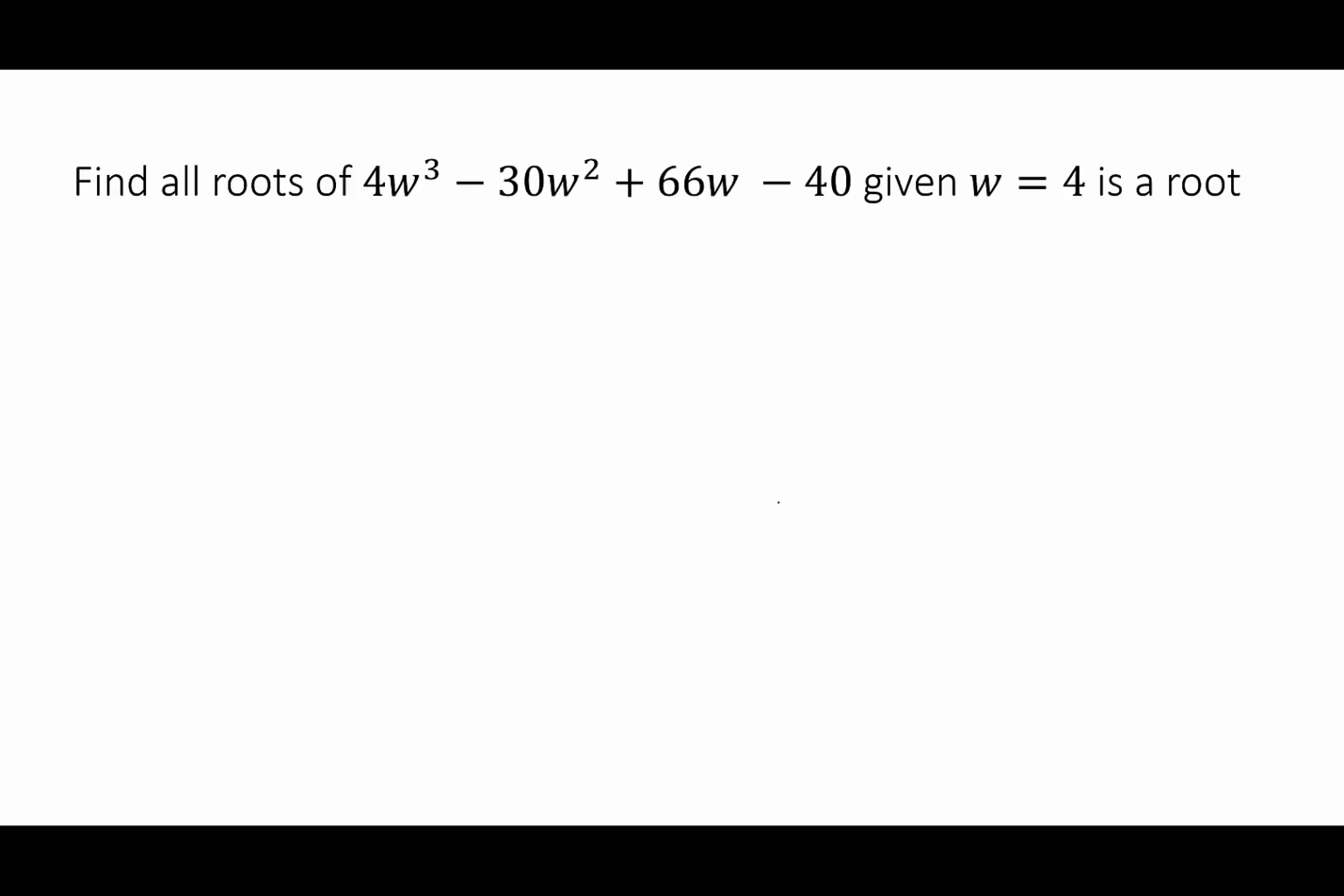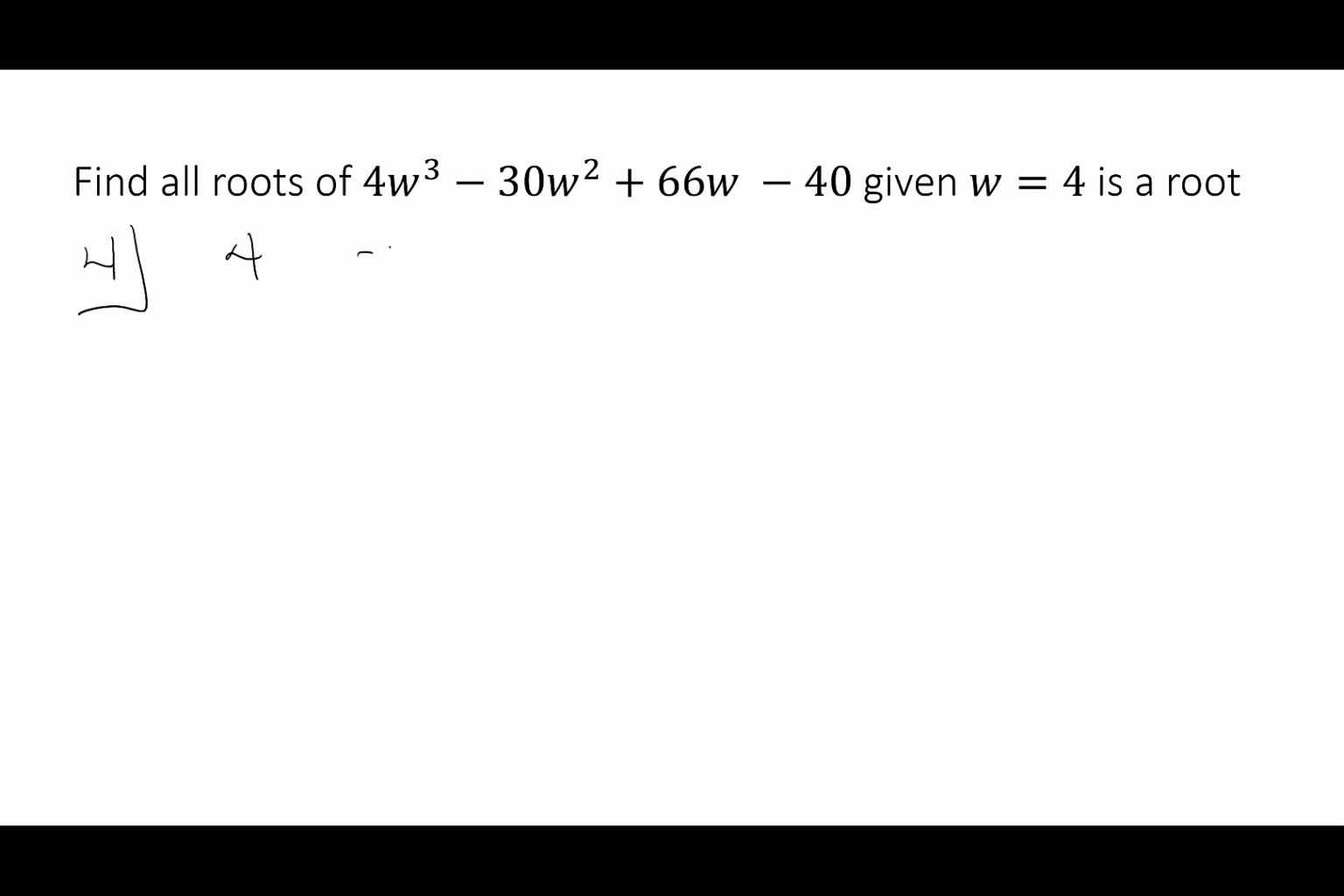So let's try another one. This one's worded a little different. It says find all the roots of 4w cubed minus 30w squared plus 66w minus 40 given w equals 4 as a root. So I'm already giving you a solution. So let's go ahead to synthetic immediately.